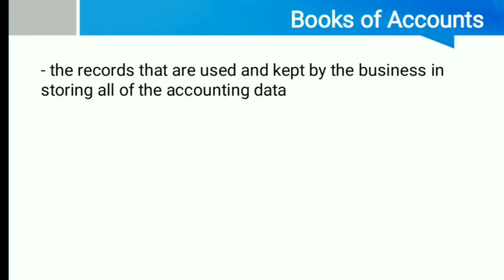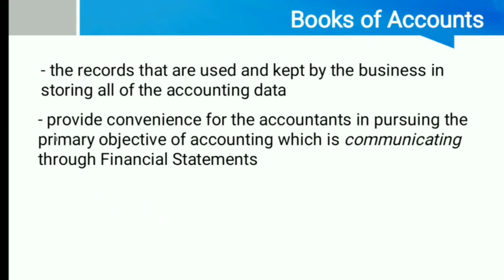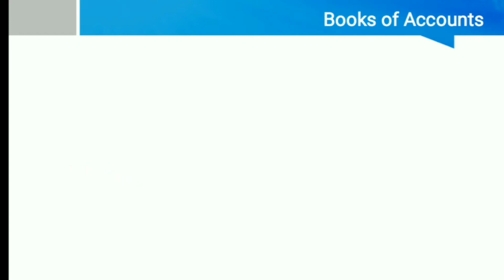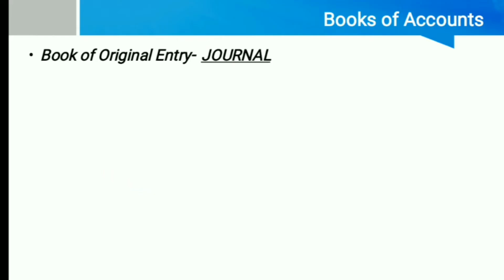The books of accounts are records that are used and kept by the business in storing all of the accounting data. These books of accounts allow the accountants to smoothly pursue the primary objective of accounting, which is communicating through financial statements. The books of accounts consist of two books: the book of original entry, which is called journal, and the book of final entry, which is called ledger.